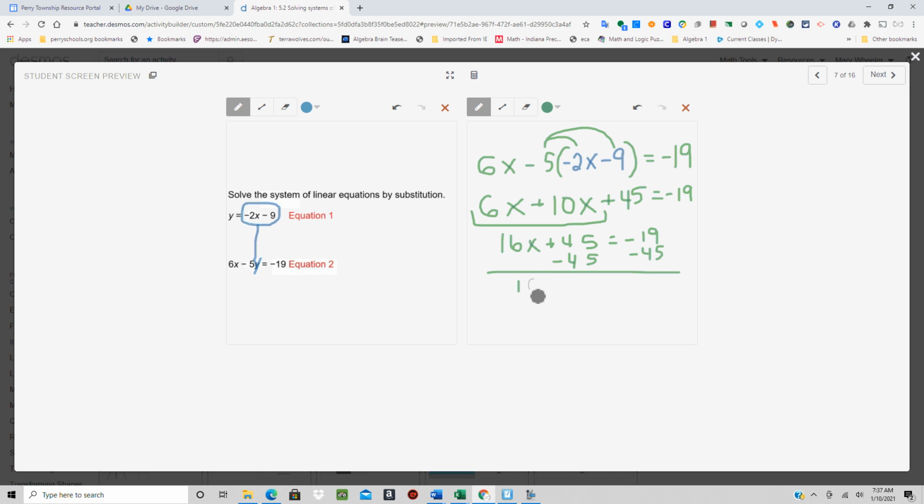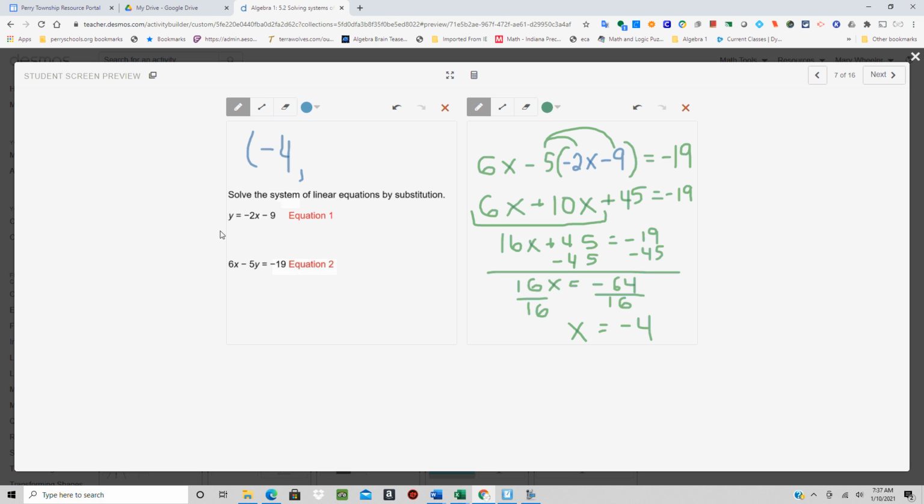I get 16x equals negative 64. Divide by 16. And I get x equals negative 4. Well, there's half of my solution right there. My x coordinate is negative 4. What I need to know now is my y coordinate.